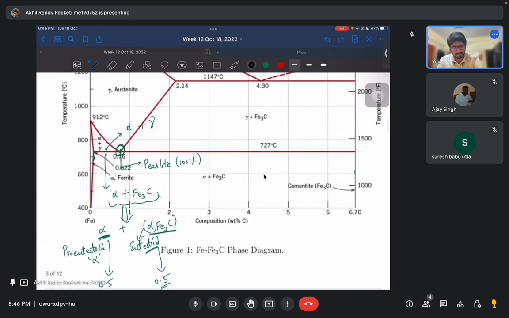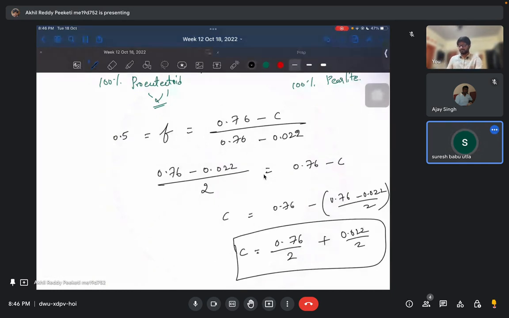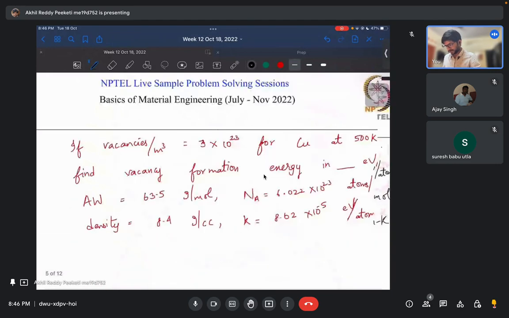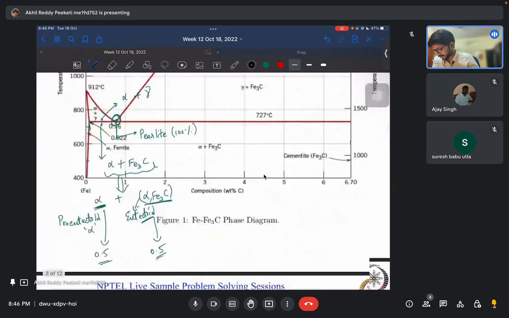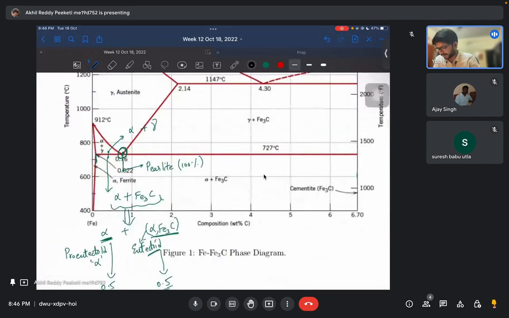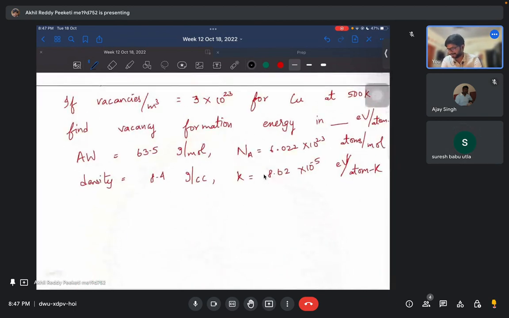Okay. So let's move on to the next question. Here you have the eutectoid point, but you could have any point, like eutectic or anywhere. It's the same thing. Primary means the phase which is already existing, and the other phase is the one which actually transforms.